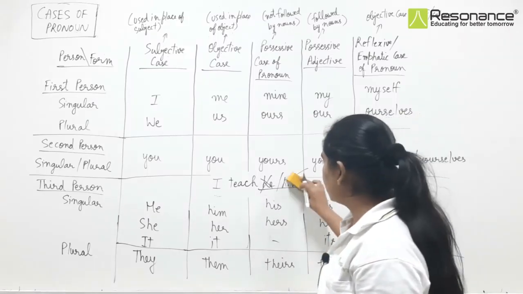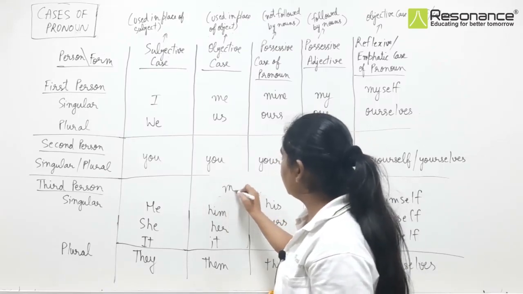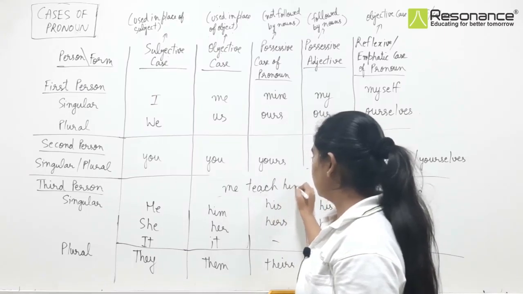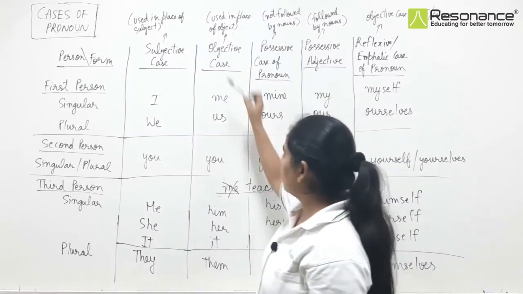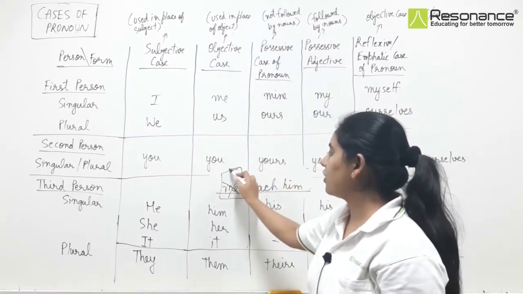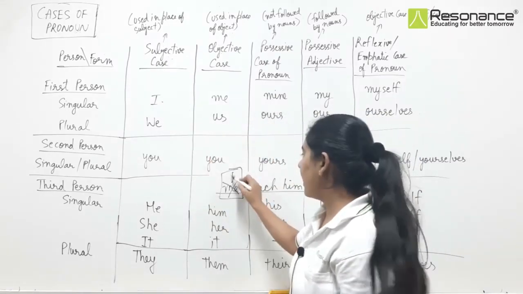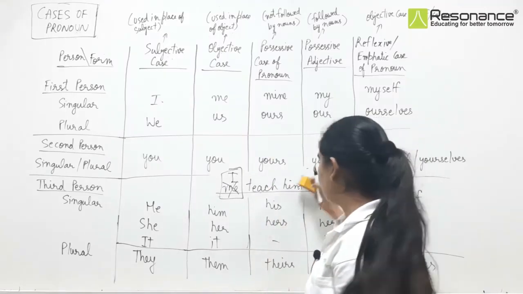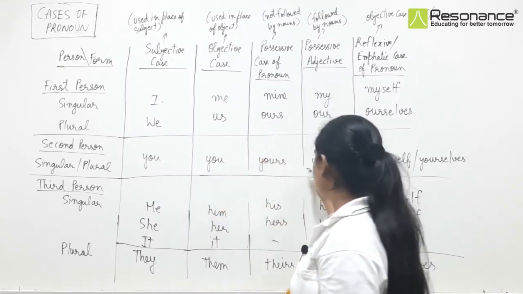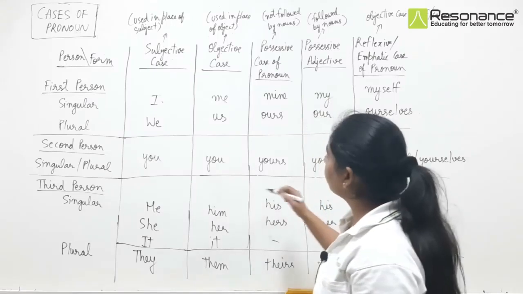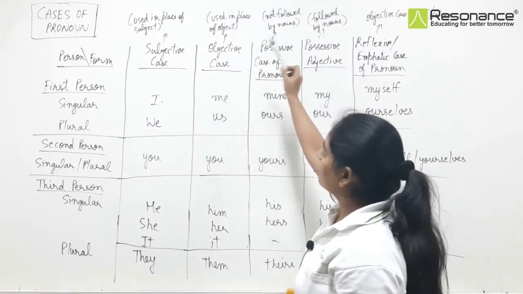Okay. Similarly, in the place of subject, can I write me teach him? Is this the right sentence? No. Here me is the objective case, but I have to place a subject over here. So the subject should always be in the subjective case. So I will write I teach him. Fine. So I hope you have understood what is the use of these cases. So let's get back to the table and understand all of them one by one. So the subjective case is used in place of subject and the objective case is used in place of object.